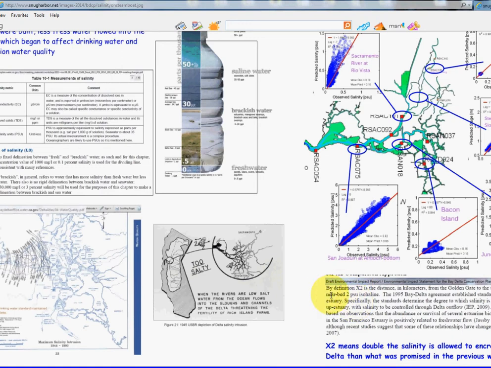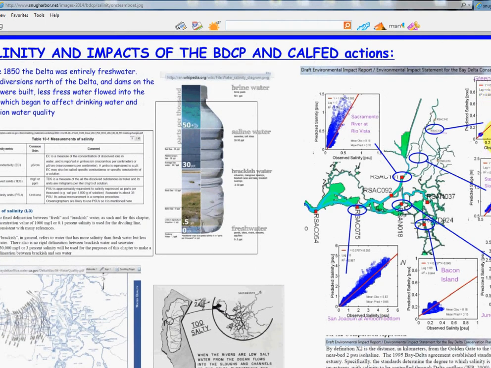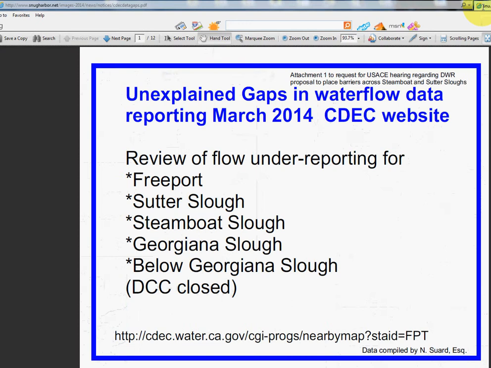Now you have to recognize the Delta was always measured in parts per thousand chloride, so PPT. So there's another conversion issue that needs to be addressed. Anyway, I'm going to go back to my first question and my chart. I want you to look at these unexplained gaps in water flow data reporting for just 2 weeks in March 2014. This came from the CDEC website, and you can see the link down here.